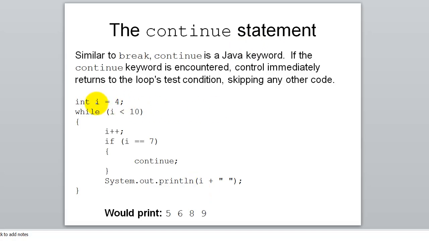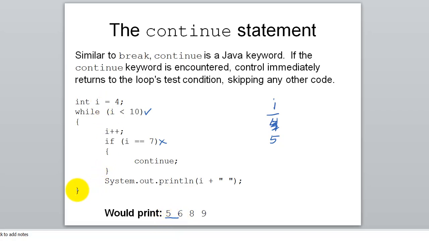We start off declaring I as 4, and then we say while I is less than 10, we're going to run this code. Well, is I less than 10? Yes. So let's run this code, I++, so I is going to increase to 5. If I is equal to 7, well, it's not equal to 7. That's false, so we won't run this statement. We go down here, system.out.println I with a space. Well, I is 5, so we print 5 space, which generates this.